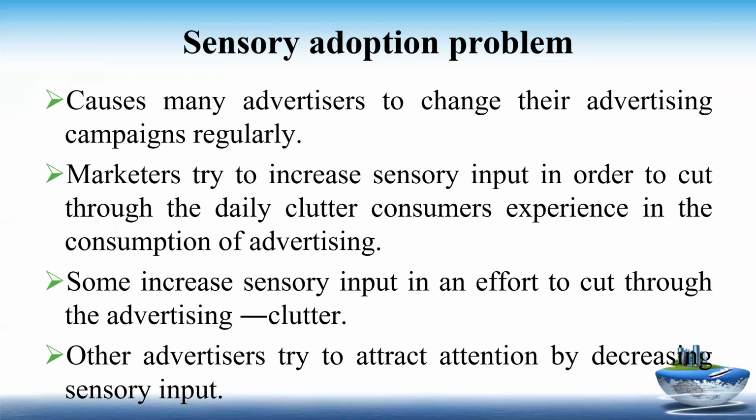Now, one major problem associated here is the sensory adaptation problem, which creates problems for advertisers, and advertisers try to avoid such situations. So what is this problem? See, if viewers are continuously exposed to the same ad for a long and continuous period of time, after some time the consumer will no longer see the ad as providing any sensory input. So it is due to the sensory adaptation problem that many television advertisers change their advertisement campaigns regularly.